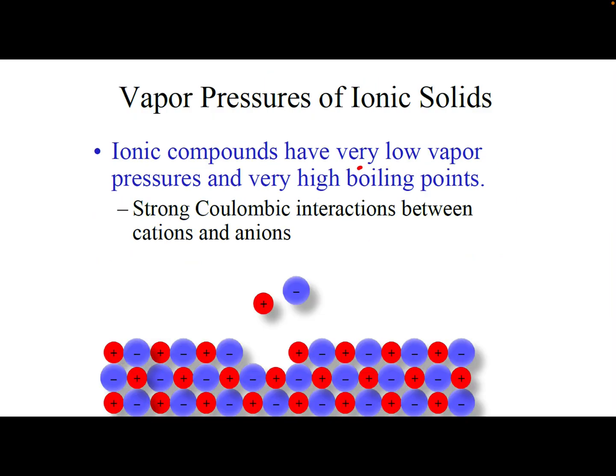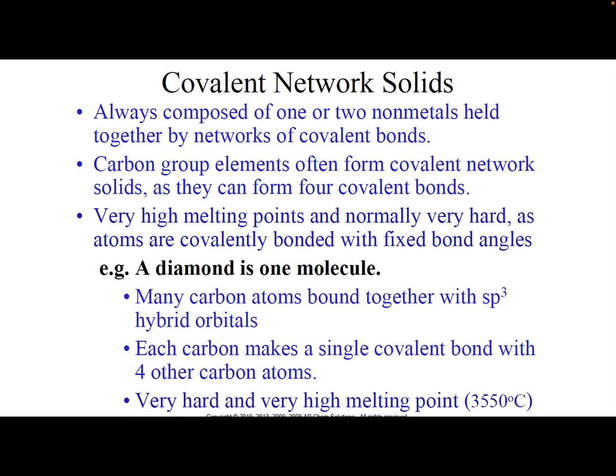Ionic compounds have very low vapor pressures. That should make sense because the ionic bond is much stronger than intermolecular forces. There are strong Coulombic interactions, and so vapor pressure actually decreases as the intermolecular force increases. And since ionic bonds are very strong, ionic compounds have very low vapor pressures.